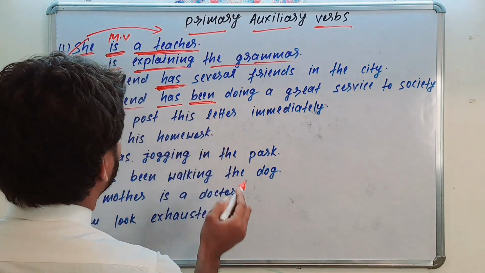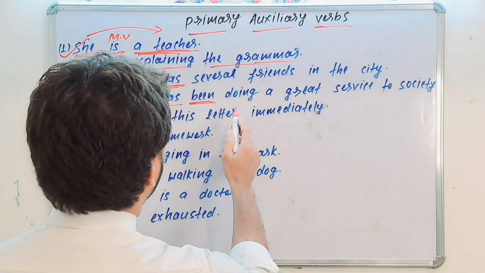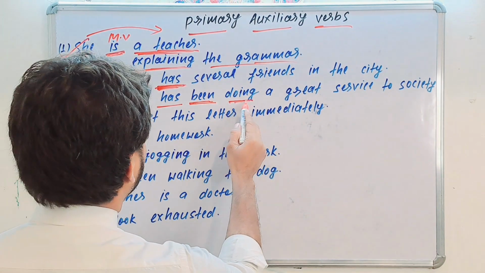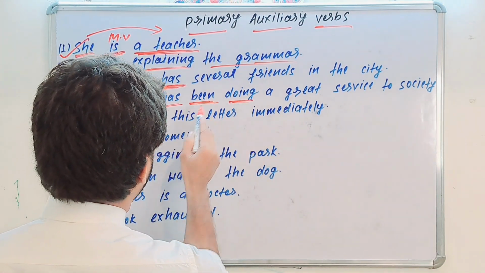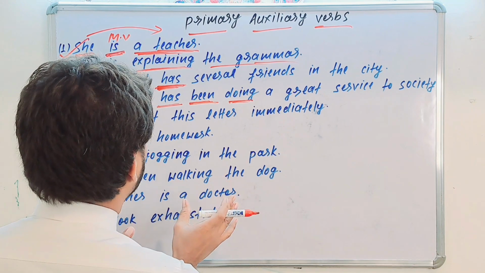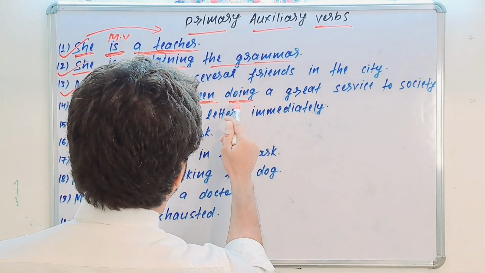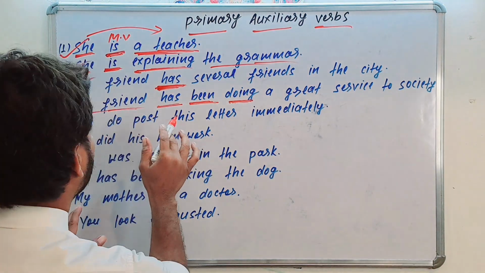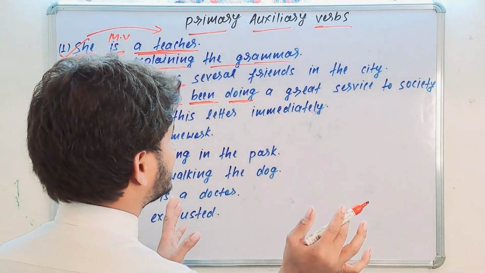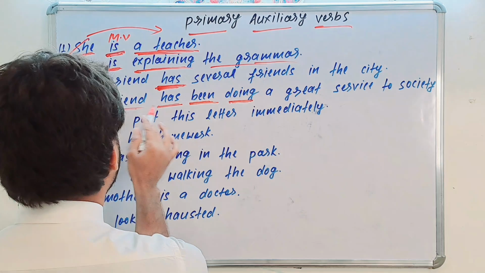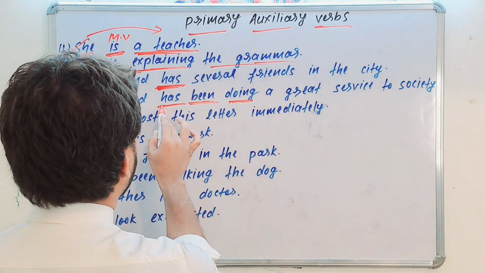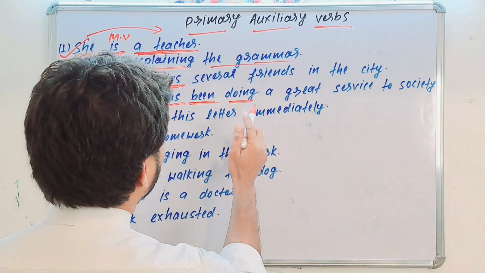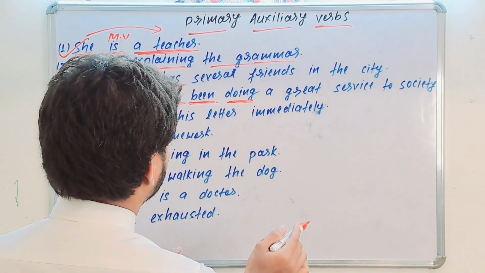Has and been, both are helping verbs. And doing is the main verb. Here, the main verb is available, so that's why has and been are helping verbs, helping the main verb doing. My friend has been doing a great service to society. My friend has and been, both are helping verbs, which is helping main verb doing.